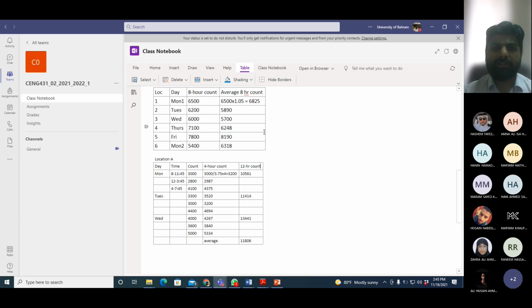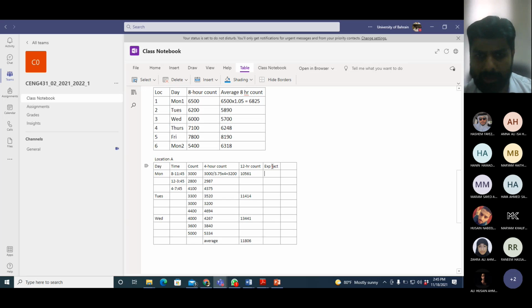Now, since I have the average and I have the total of each day as well, I can calculate the factors, the expansion factor and the adjustment factor. I will calculate both of them. Let's start with the expansion factor, for each 4-hour period. So for example, Monday 8 to 12 value is this one, 3200 divided by 10561. How much?